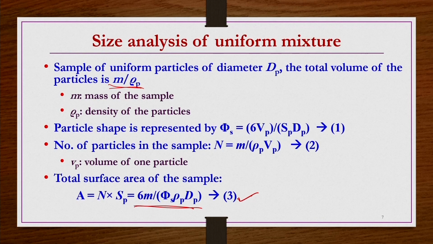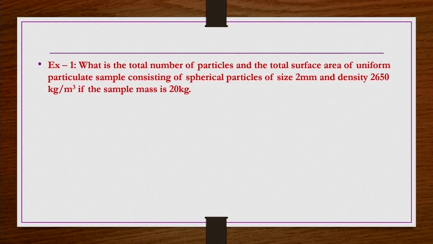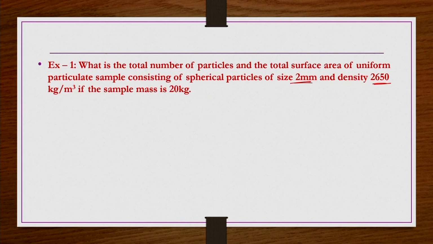Then if you have a non-uniform mixture, how to do it? But before going to non-uniform mixtures, we take an example problem, a uniform mixture. Size analysis of a uniform mixture. We calculate the total number of particles and the total surface area of a uniform particulate sample consisting of spherical particles of size 2 mm and density 2650 kg per meter cube, and the mass of the sample is 20 kg. What is the total number of particles and what is the total surface area of the sample, because it is a uniform sample.